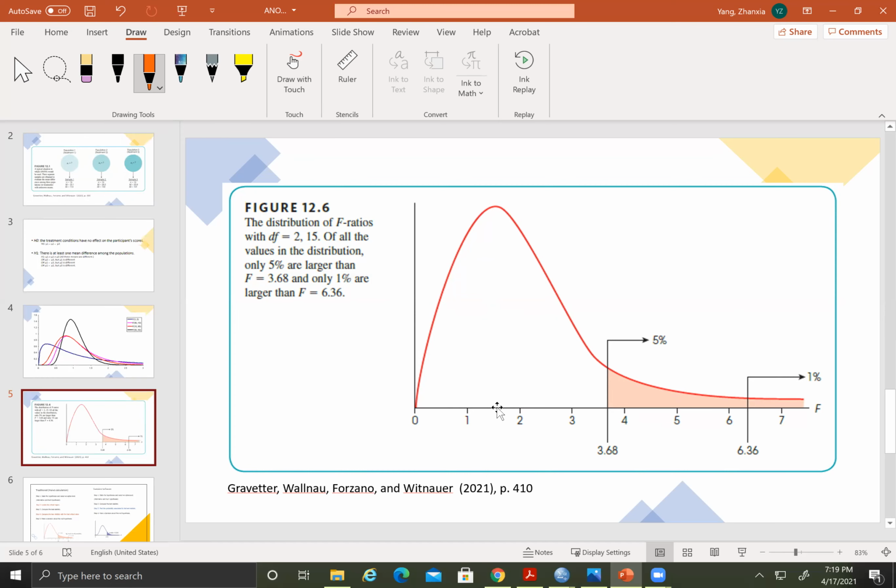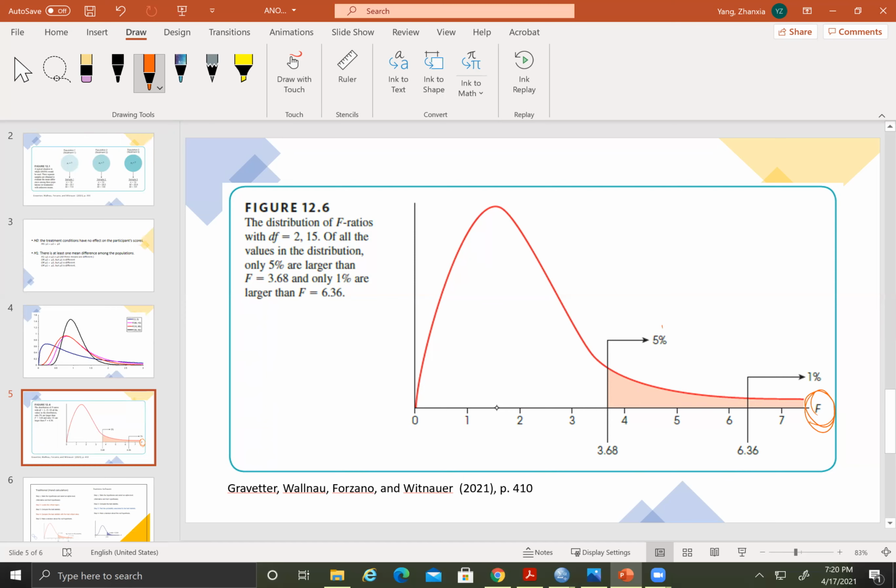Okay, and with the specific degrees of freedom, we know the specific distribution. In other words, we know all these F values on the x-axis. Even though they are not written out, it's there. And on the y-axis, it's basically the probability density. As long as we have this specific information, we can know the probability, because probability is the area under the curve.